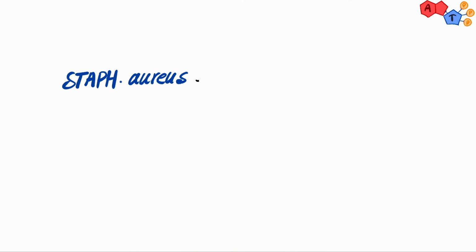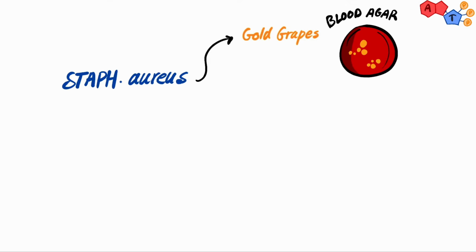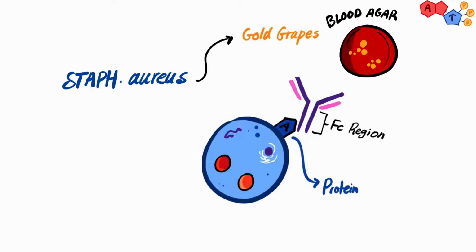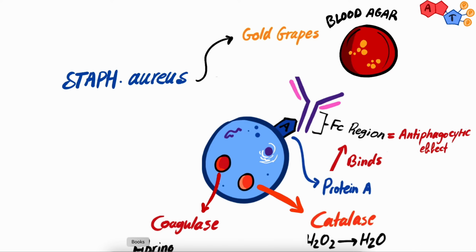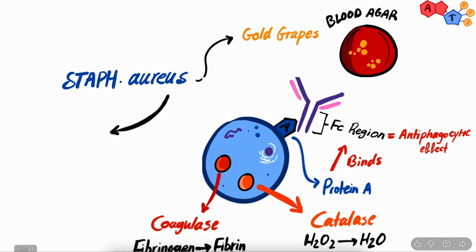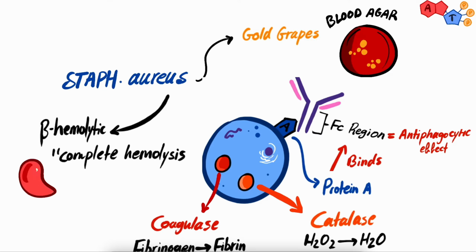Staph aureus, which literally means golden grapes, is how it looks under the microscope, and it looks golden in blood agar. Now for the features of Staph aureus, the most important protein is protein A. This protein binds the Fc region of the IgG, exerting an antiphagocytic effect. Also, it has both catalase enzyme, which converts hydrogen peroxide to water, and coagulase enzyme, which converts fibrinogen to fibrin. In addition to that, it also has DNase enzyme, which obviously breaks down DNA. Moreover, it's a beta hemolytic bacteria, which means it results in complete hemolysis of red blood cells in the blood agar.